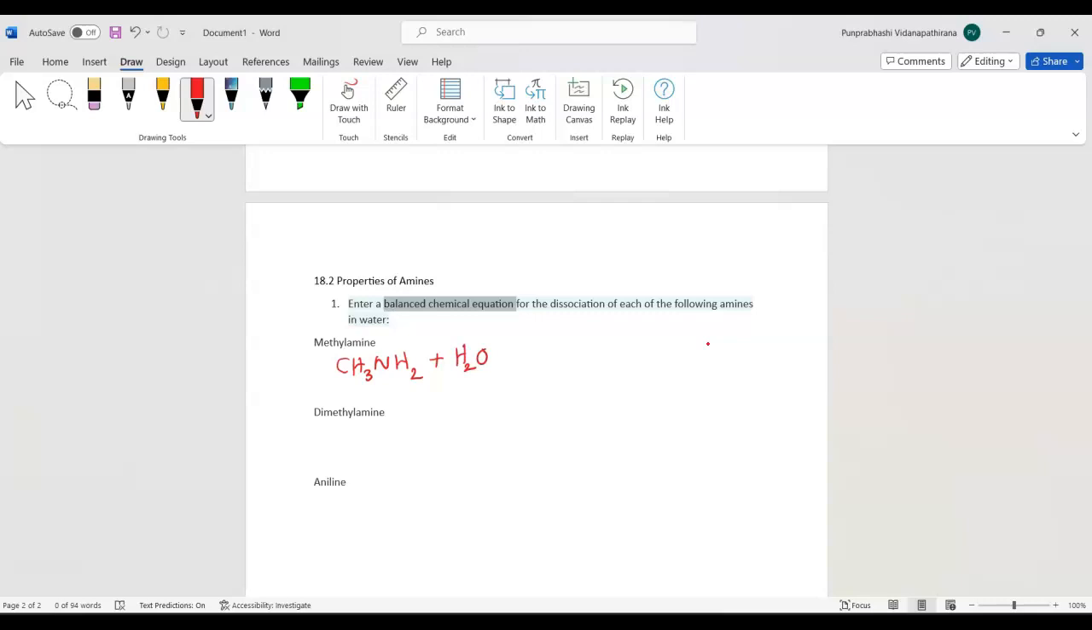Remember, methylamine is a weak base. Amines are weak bases. So this is a weak dissociation, and we consider this as an equilibrium reaction. So we need to put the equilibrium arrow, not the straight arrow. So it is an equilibrium.